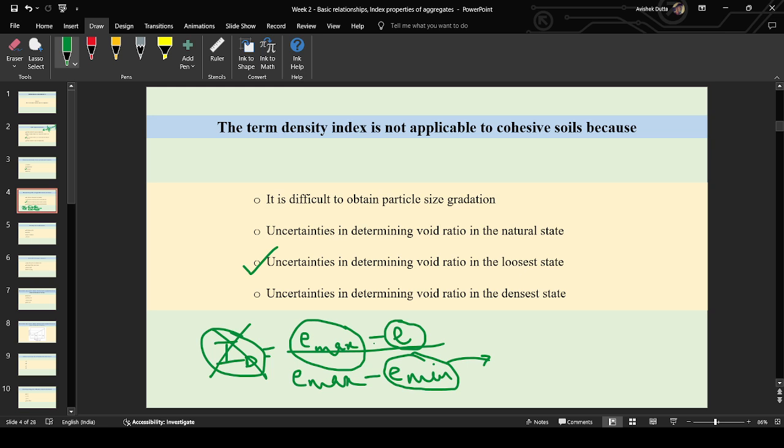Apart from that, because these cohesive soils have inherent cohesion between the particles, it is harder to determine the void ratio in the loosest state. So the other two can be determined, even if not with 100% certainty, but this one has the maximum level of uncertainty for cohesive soil. Hence this term is not applicable for cohesive soils. Okay, next question.